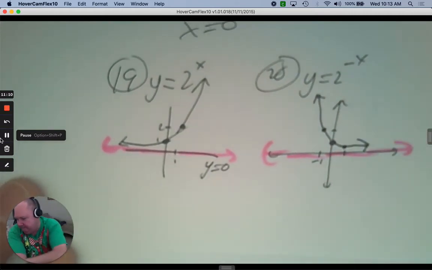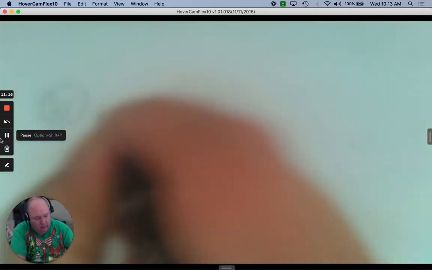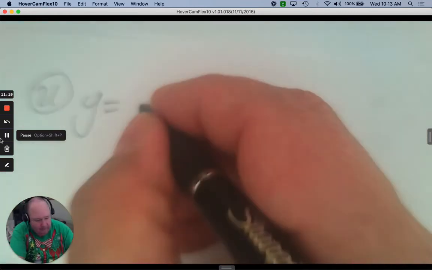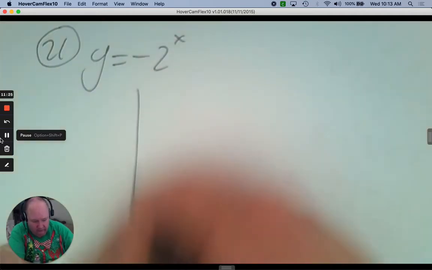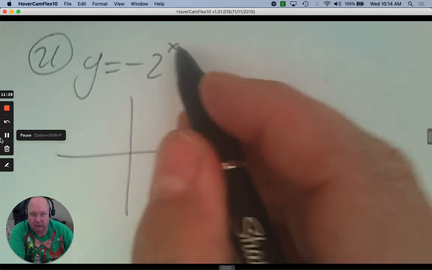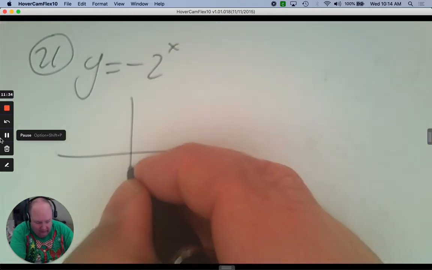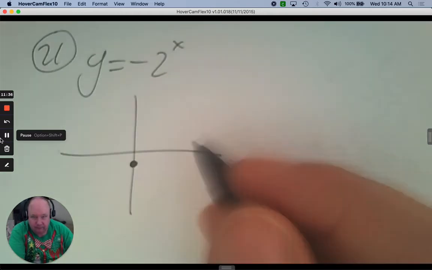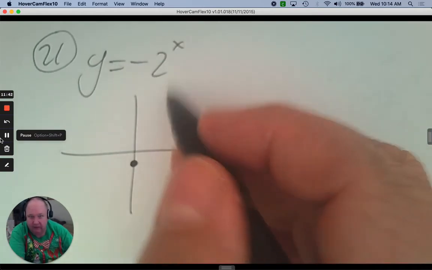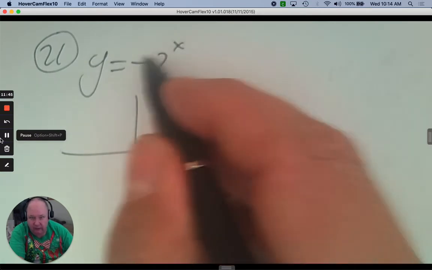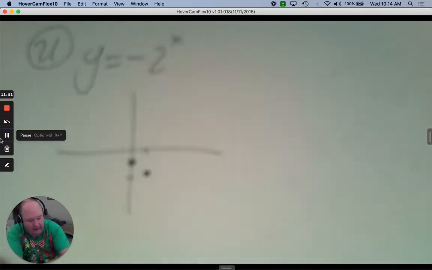21 is y equals negative 2 to the x. Again, we're going to find 2 points and the asymptote for this. If you plug in 0, 2 to the 0 is 1, so the answer is actually negative 1, so it's below. When you do order of operations, you do exponents first and then the negative. If I plug in positive 1, it's 2, but it becomes a negative 2. So 1 and negative 2.